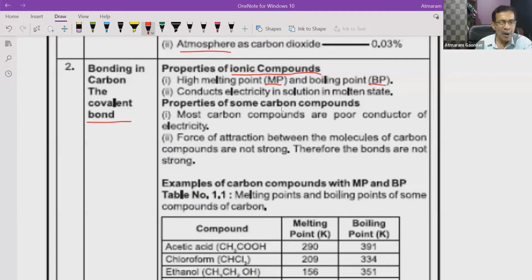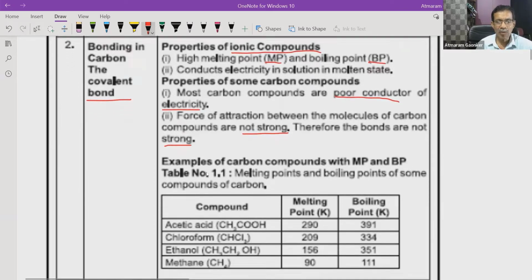Then what are the properties of carbon compounds? Most carbon compounds are poor conductors of electricity. The force of attraction between the molecules of carbon compounds is not strong, and therefore the bonds are not strong. In carbon compounds, bonds are not strong. These are some of the examples.